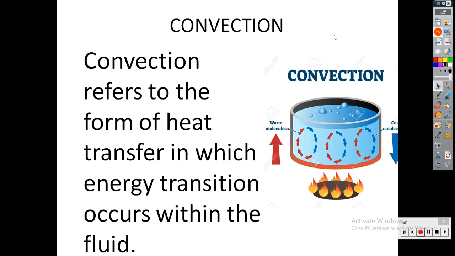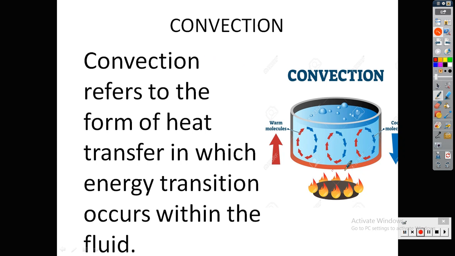Then coming to the next slide, it is convection. So the second type of transfer of heat is convection. You can see this is a flame here. It is giving heat to the liquid. Then the liquid nearby this area becomes hot and it moves up. This hot liquid is moving up. Hot air or hot liquid is moving up.